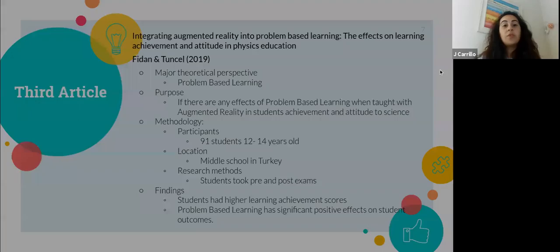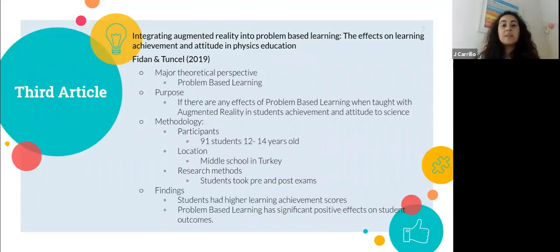For the third article, it is integrating augmented reality into problem-based learning, the effects on learning, achievement, and attitudes in physics education. Sorry about that. So the major theoretical perspective that they used was problem-based learning, and in here they focused this on it being a constructivist approach, where students are working together on solving one problem, and these were often real-world problems.